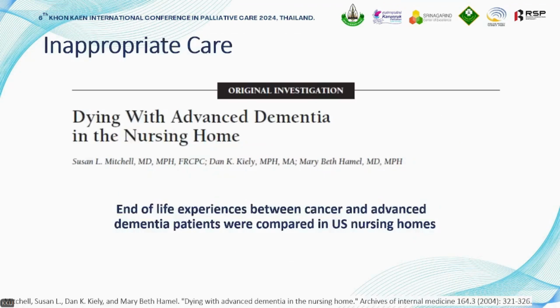The first is the inappropriate care that patients in aged care facilities face. Let me draw your attention to this study by Dr. Susan Mitchell. Dr. Susan Mitchell was the author of a very important paper that looks at prognostication of advanced dementia. Prior to that study, in 2009, she did a retrospective study that looked at the end-of-life experiences comparing people who have cancer and people with advanced dementia in the nursing homes. And why is this important? Because a large proportion of residents in aged care facilities actually have late-stage dementia.